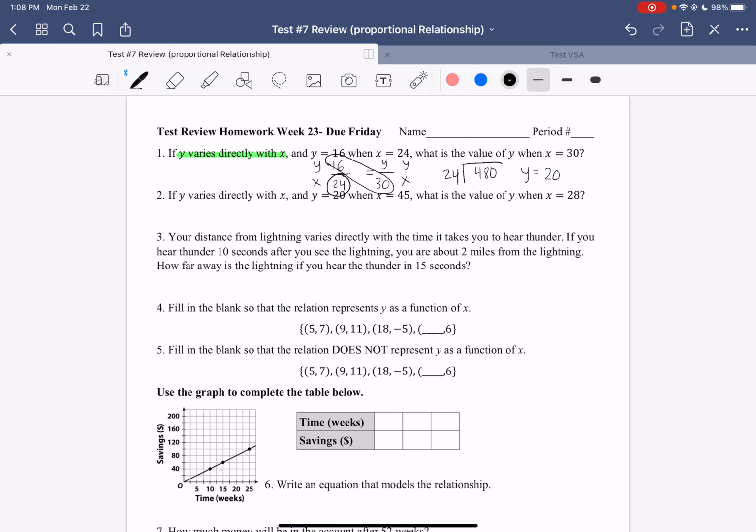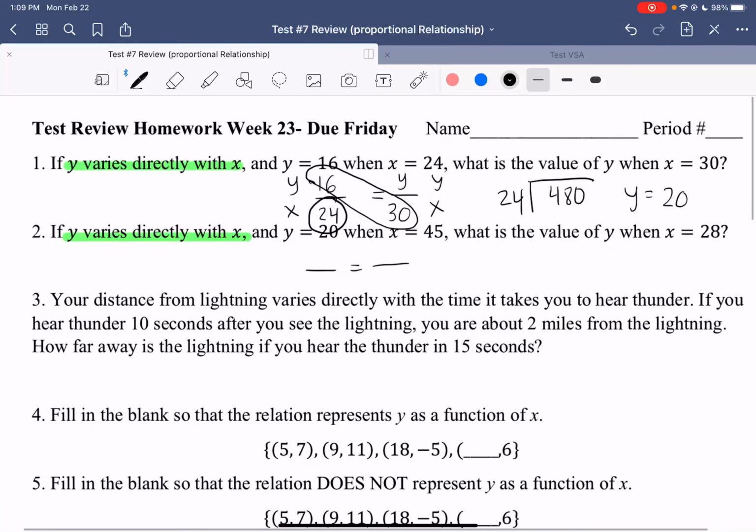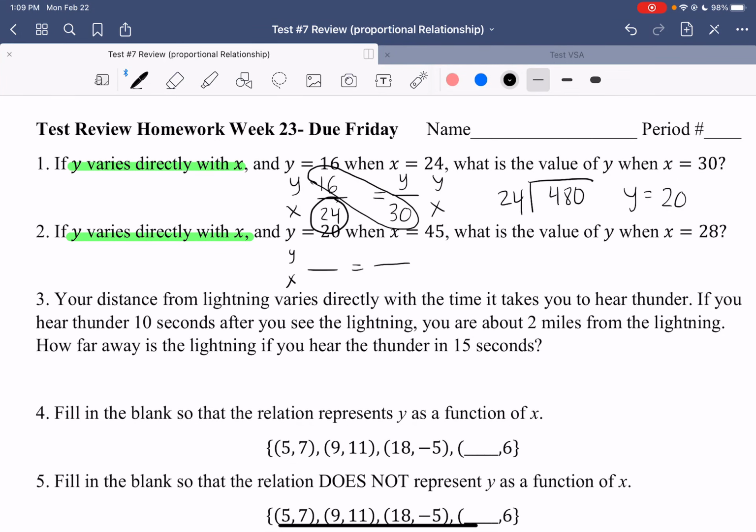Okay, so we're going to do the same thing. On number 2, we have y varies directly with x, so that's our green light to set up a proportion. So we have a proportion on both sides. So I'm going to do again y over x. So in this problem here, we have when y is 20, x is 45. And what is the value of y when x is 28?